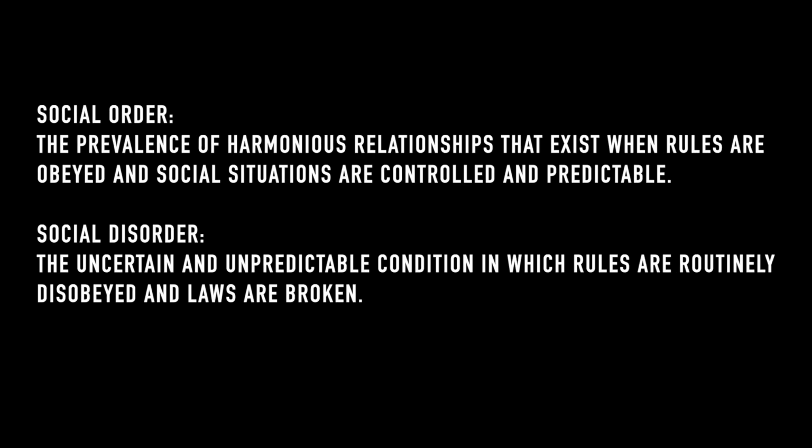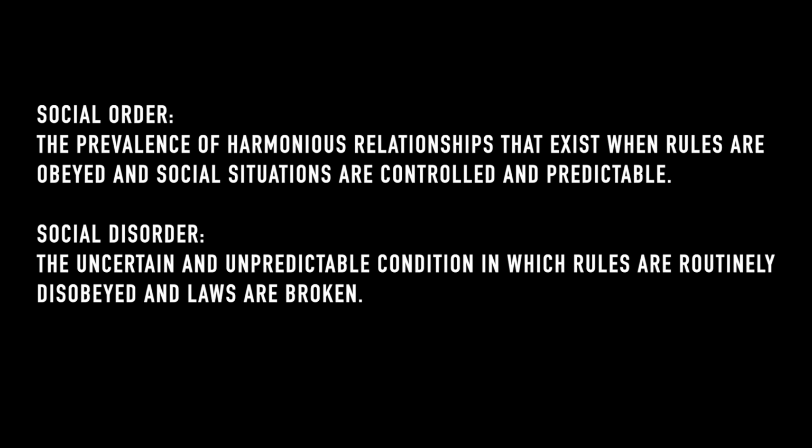The chapter also talks about the relationship between laws and crime and how each is used to maintain social order in society via rules and regulations. Social order can perhaps best be defined as the prevalence of harmonious relationships that exist when rules are obeyed and social situations are controlled and predictable.